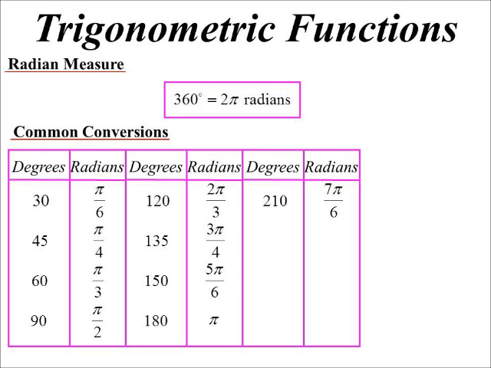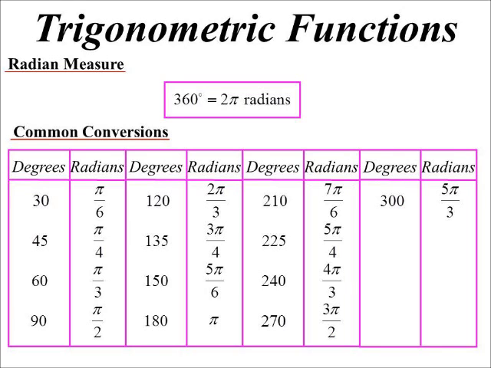210 degrees, which is 7 pi on 6, 225, 5 pi on 4, 240, 4 pi on 3, 270, 3 pi on 2, and of course that brings us to our last quadrant of the circle, where we get 300, 5 pi on 3, 315, 7 pi on 4, 330, 11 pi on 6, bringing us all the way to 360, being 2 pi. Of course, there are many others that they can be, but you're going to see these particular ones crop up a lot because of the exact values.